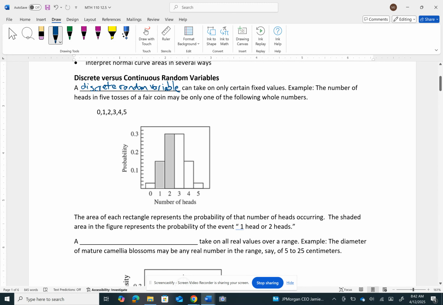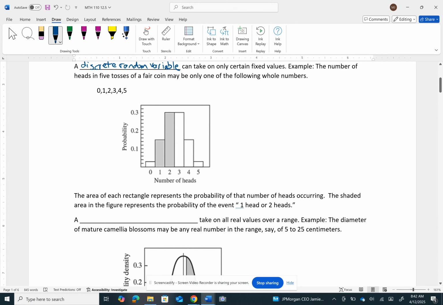The example I used here was the number of heads in 5 tosses of a fair coin. You can't get 1.5 heads. All right. So then this diagram shows the probability distribution for that. So the height of the bar would be the probability of getting that many heads in 5 tosses of a fair coin. So the probability of getting 2 heads when you toss a coin 5 times is what's given by that height of the bar.